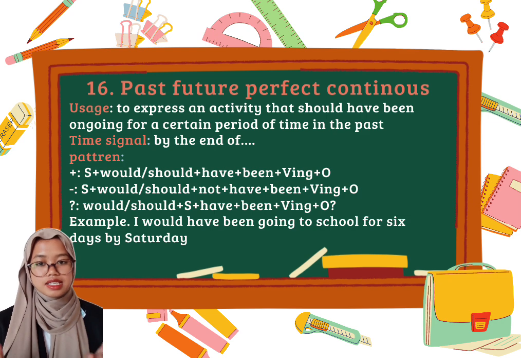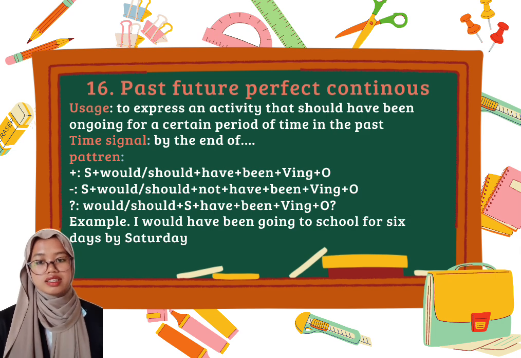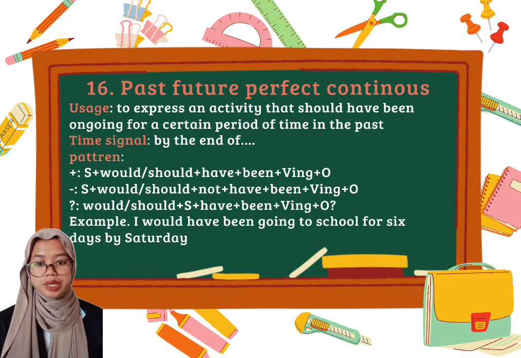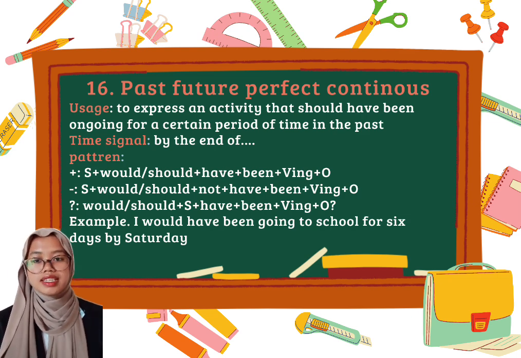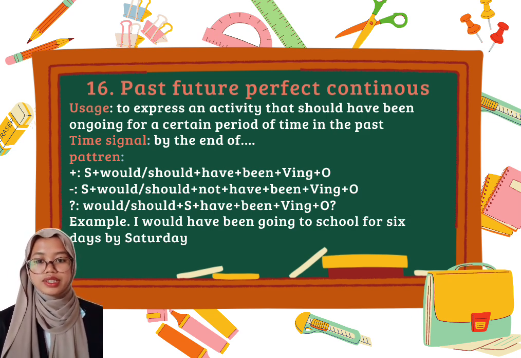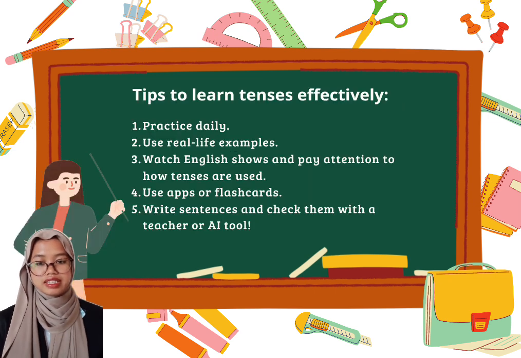And the last tense is past future perfect continuous tense. This tense is used to express an activity that should have been ongoing for a certain period of time in the past. The time signal is by the end of, and so on, and the pattern is subject plus would or should plus have plus been plus verb ing plus object. The example, I would have been going to school for 6 days by Saturday.